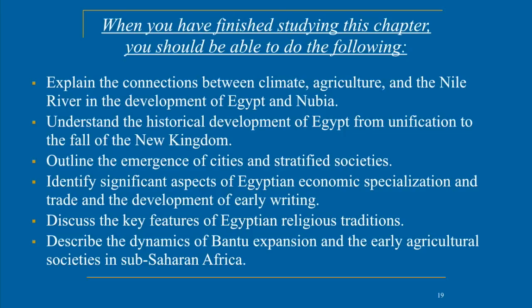Next, discuss key features of Egyptian religious traditions. Who were they praying to? Why were they praying to them? Who were the chief gods? Who were some of the kind of peripheral gods, the gods on the side that were still super important? And kind of why were they doing what they were doing?